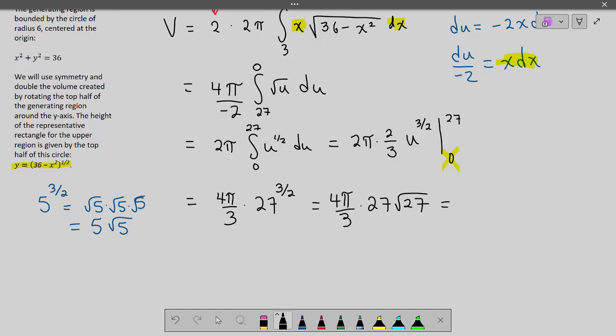Now, square root of 27 is not simplified yet. And we also have a cancellation here. 3 goes into there 9 times. So we're going to end up with 36 pi, 9 times 3 here, which turns into a 3 root 3. So that's going to be 108 root 3 times pi.